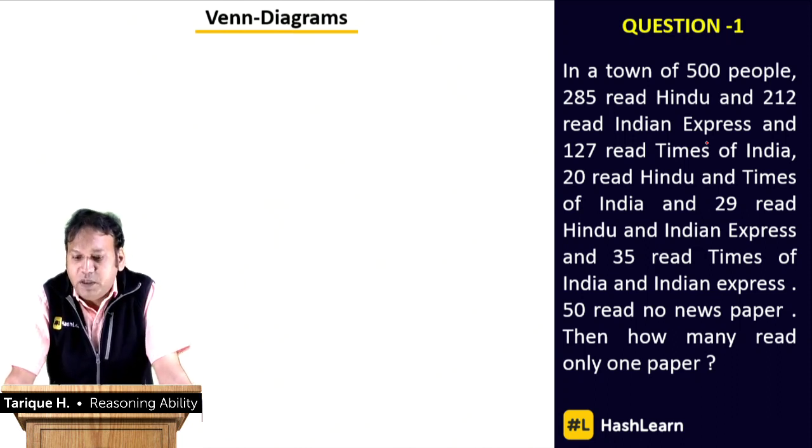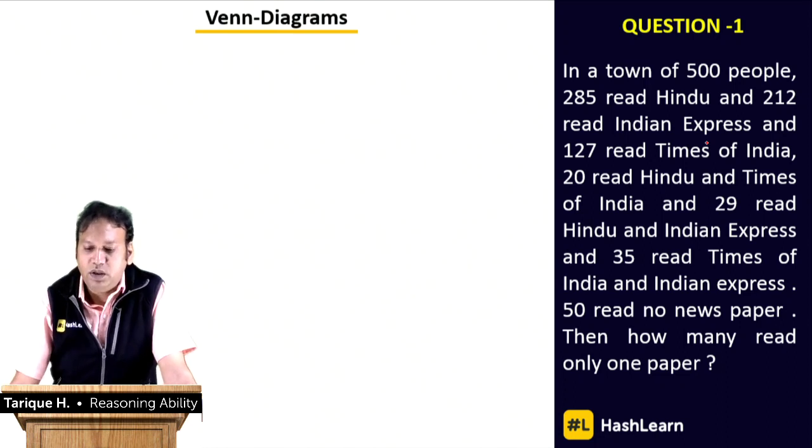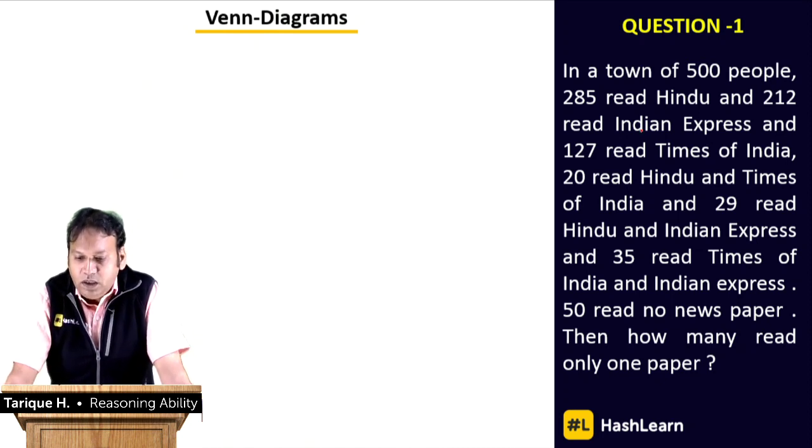In a town of 500 people, 285 read Hindu, 212 read Indian Express and 127 read Times of India. So three newspapers are there, and we have been given information regarding 500 people of a particular town, and also about how many of them overall read the Hindu newspaper, how many read the Indian Express, and how many read the Times of India.